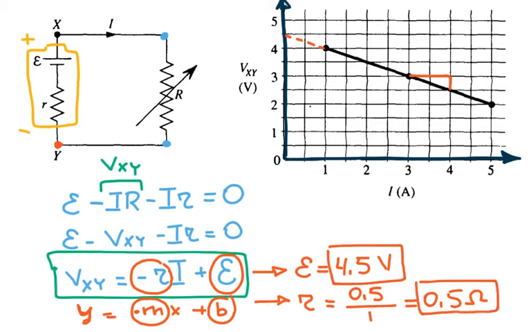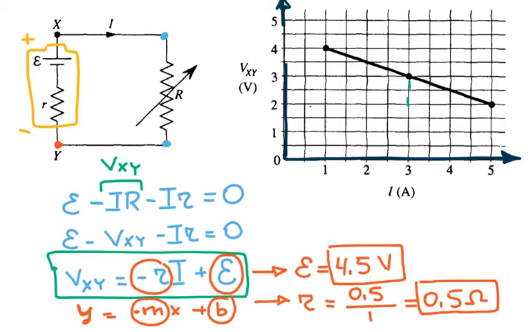So we solved for A and B. In A, they ask you the EMF of the battery, so we found that it is 4.5. And for B, they ask you the internal resistance of the battery, which we found to be 0.5. And then for the next one, they say determine the value of the resistance that will produce a current I of 3 amps. So let's look at this graph again right here.